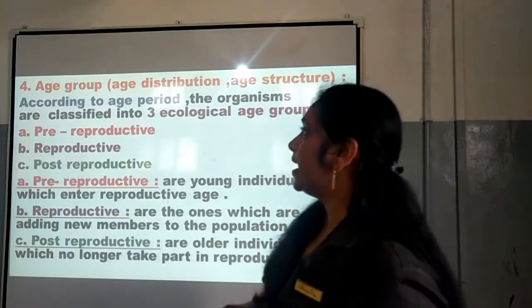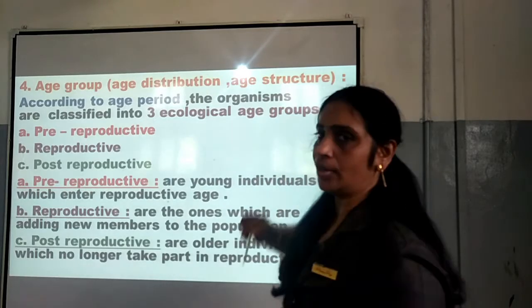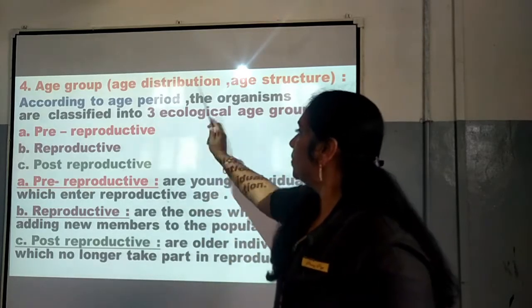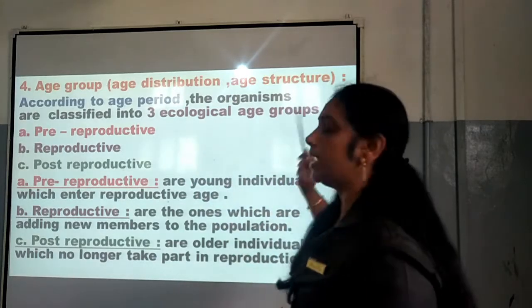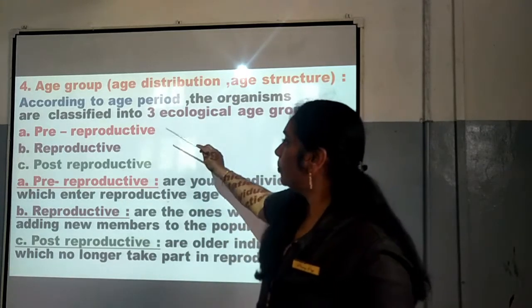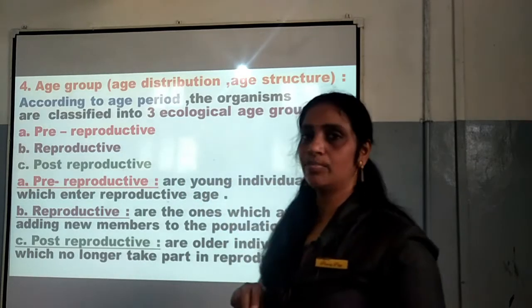Next is related to age group, which is also known as age distribution or age structure. According to age period, the organisms are classified into 3 ecological age groups. Number 1, pre-reproductive, 2, reproductive, and the third one is post-reproductive.